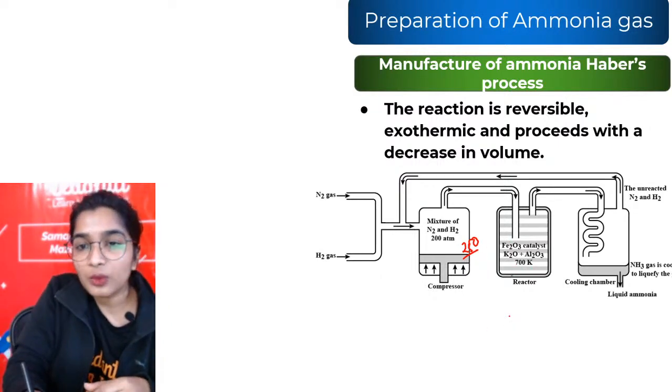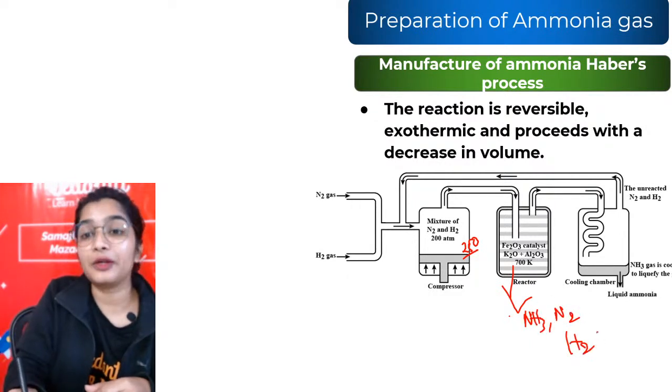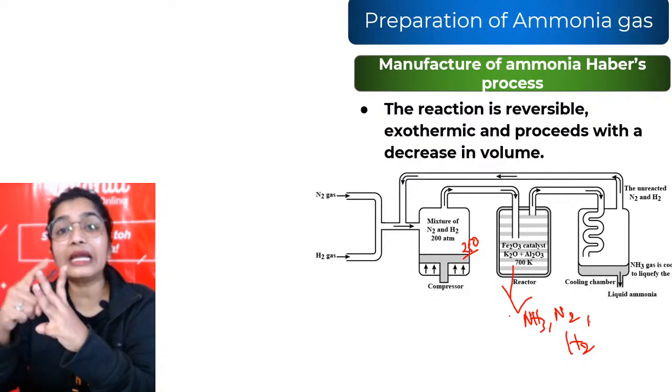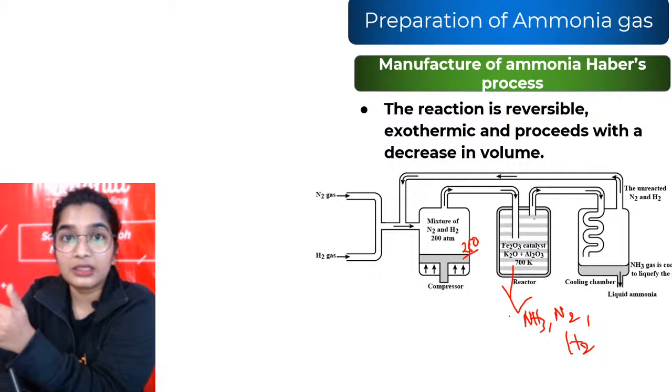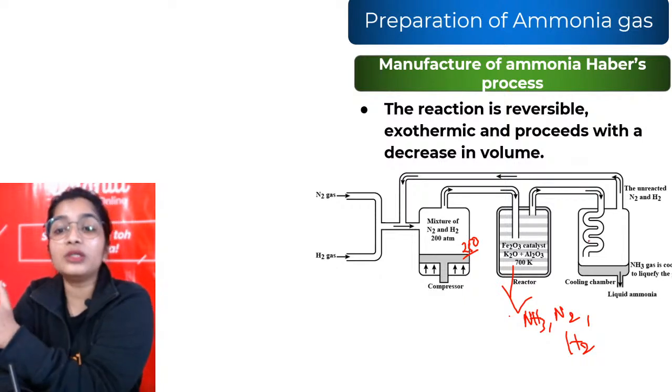Now in this you will have ammonia, nitrogen and hydrogen, all three. There will be unreacted nitrogen and hydrogen. So all of the three substances will be sent to the cooling chamber.